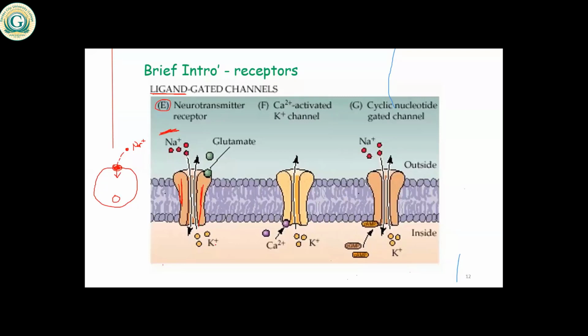Sodium ion, potassium ion, all of them are ion channels. So we term this specific channel as an ion channel because it allows for the movement of sodium into the cell, potassium out of the cell.